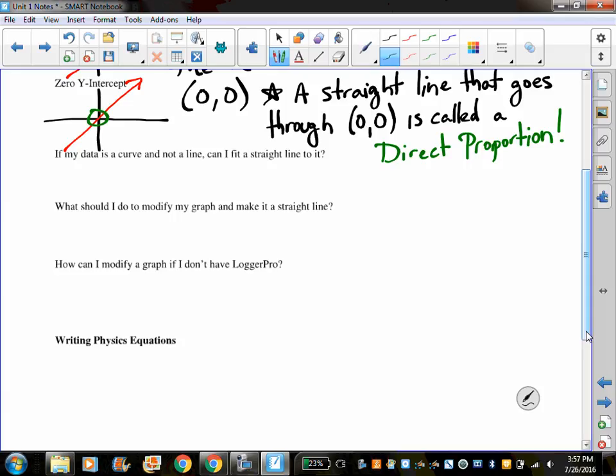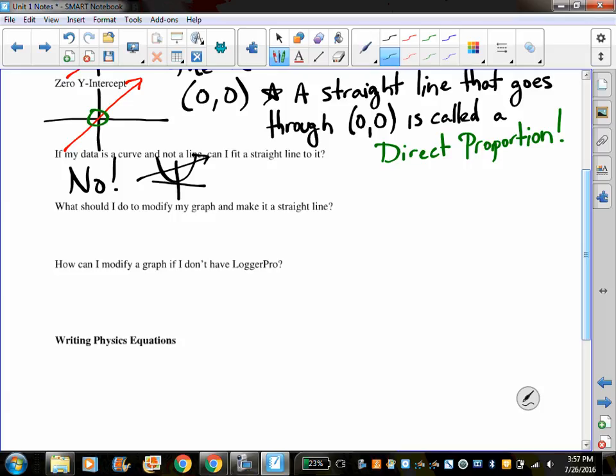So here's some questions. If my data is a curve, it is not a line, can I fit a straight line to it? No! You cannot just take a curve, so maybe something like this, maybe like an x squared. You cannot take that and try to fit a straight line to it. It doesn't make any sense. Those two lines, they don't follow the same path. They're not even close to one another.